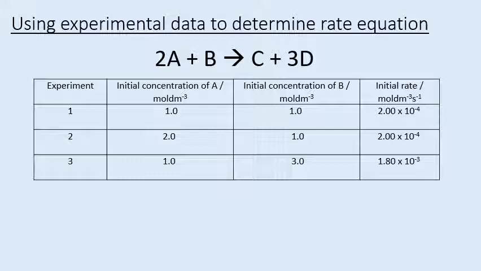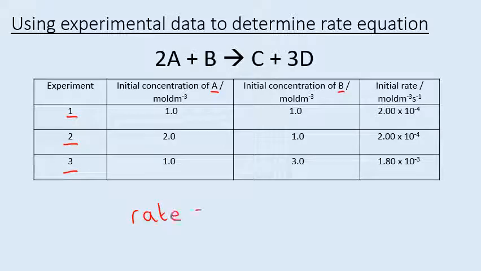And we're given some experimental data here. There's been 3 experiments carried out, 1, 2, 3. And what they've done is they've changed the concentrations of the reactants A or B, or in some cases A and B, and they've measured the initial rate.